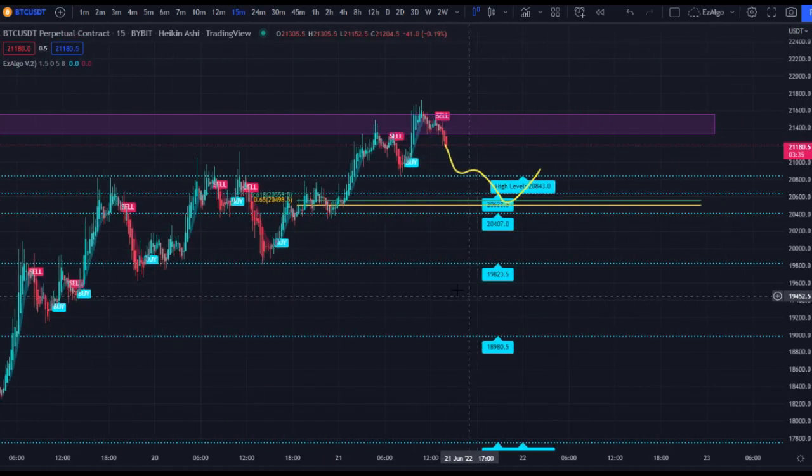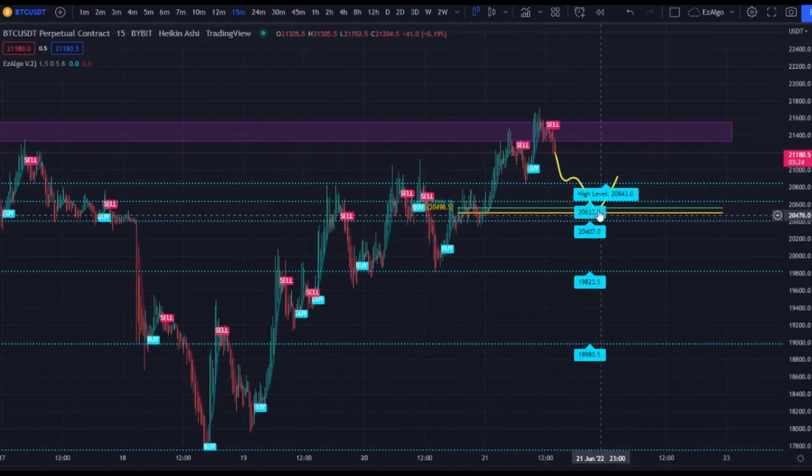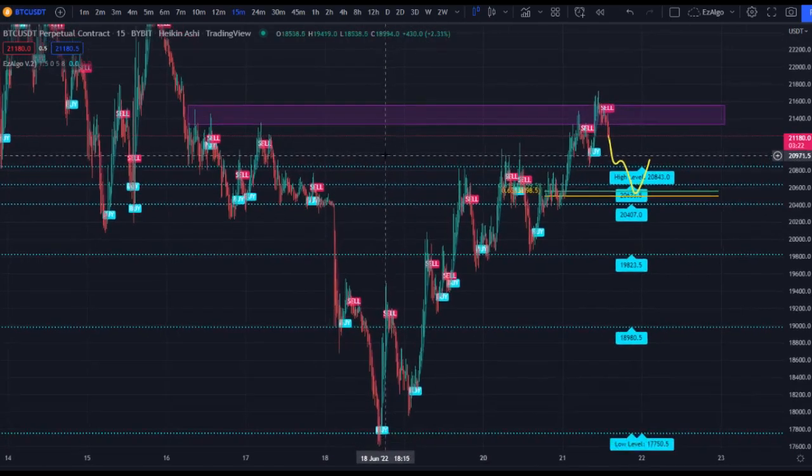So this is what I'm looking at right now. I'm looking at another retracement with a take profit around here, right around 20,900, and eventually I want to see us come down to this level and maybe go lower. But that's where I'm looking to totally exit the trade.